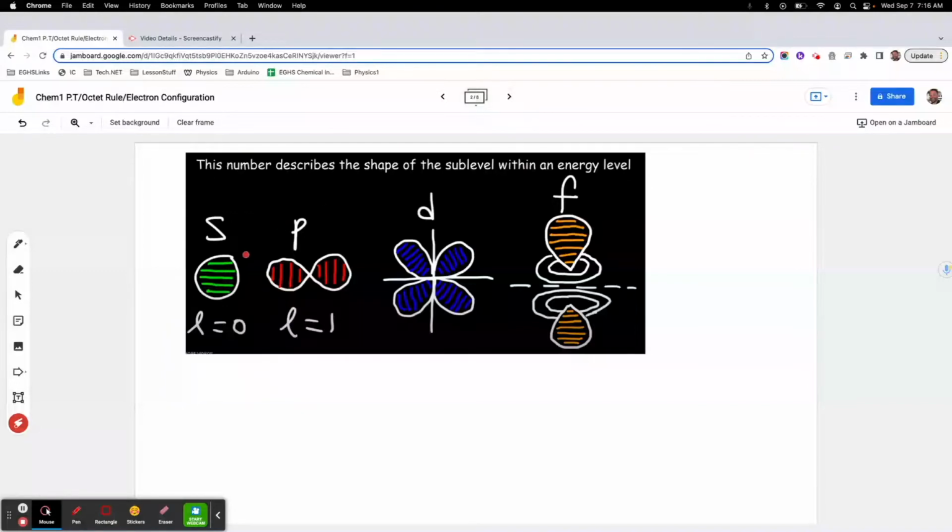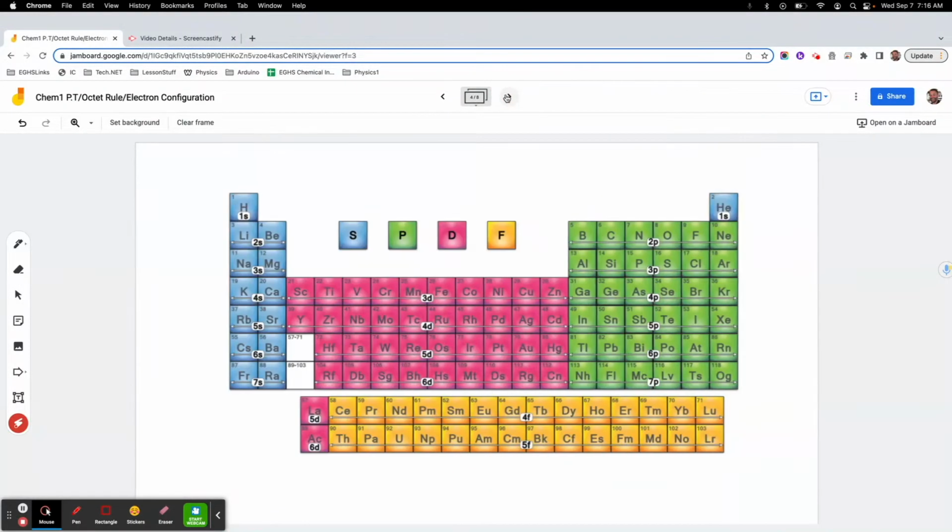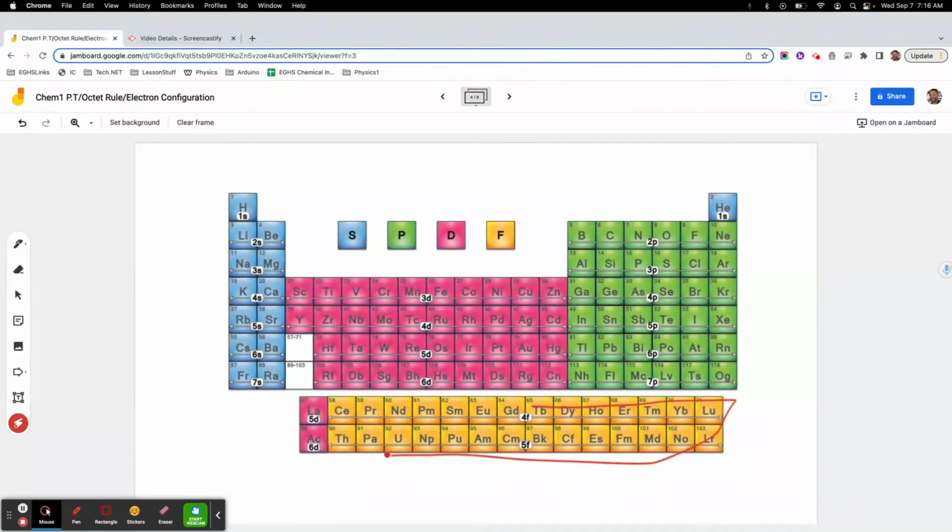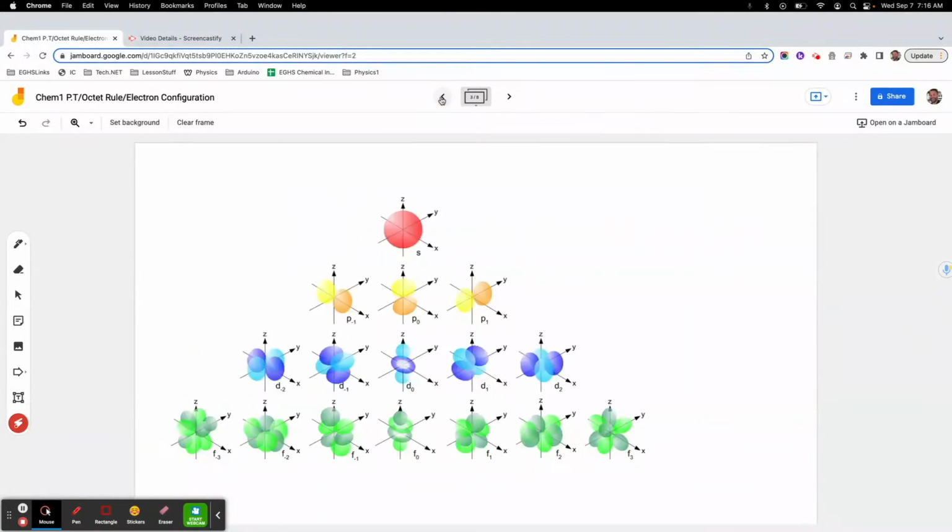So these are the different shapes of the clouds, roughly. F's are crazy, so we're not going to mess with F's. Why? Because F's are found down here on the periodic table, and these are typically man-made. I could be wrong on that, but we're not going to mess with that, so F's are off for us, okay?